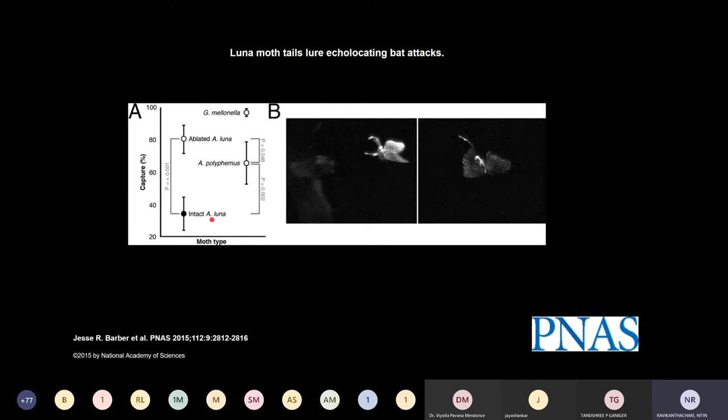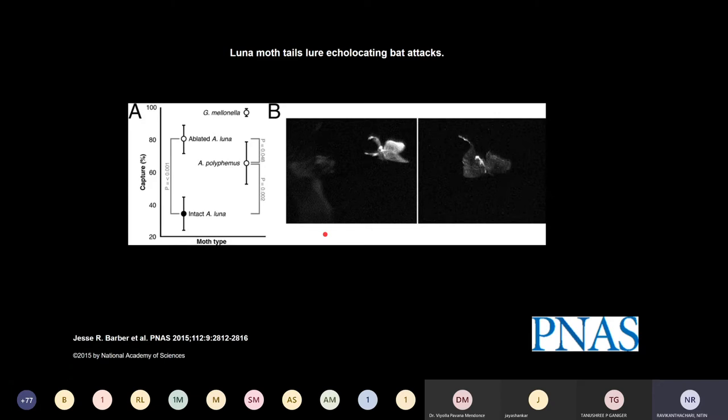So the moon moths which had their tails intact were captured at a very low rate, around 30%. Whereas if you remove the hindwing tail, the moths were captured much more frequently. And they used another moth as a control. It had almost 100% capture rate. Those moths did not have any chance of surviving the bat attack. And they also compared with another moth which is not present in the area, and even that had an intermediate level between intact and cut-off hindwing tails of this moon moth.